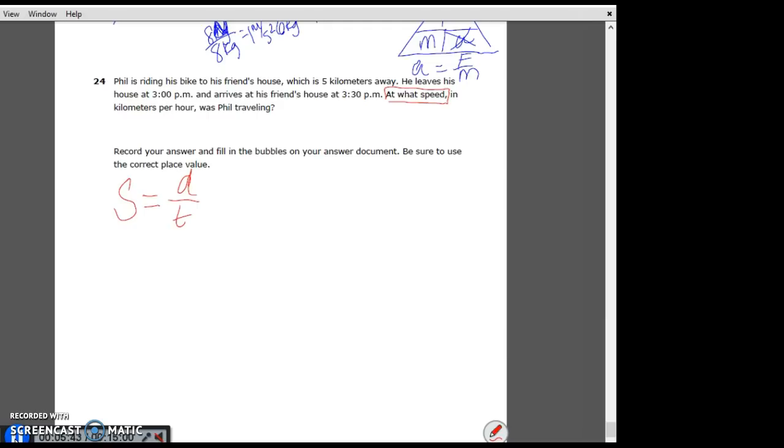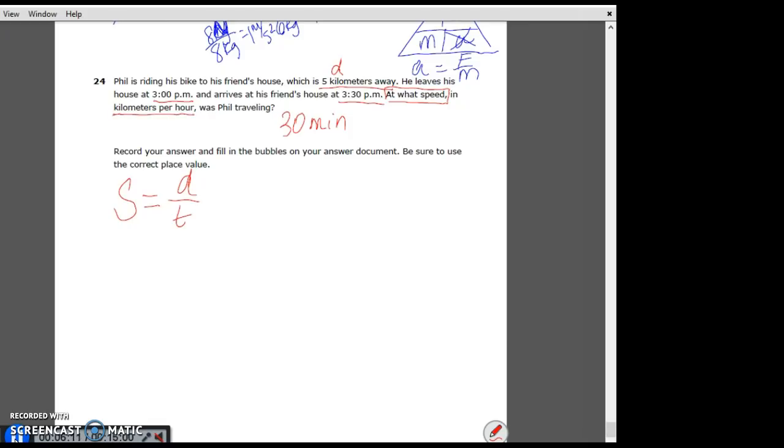Phil is riding his bike to his friend's house, which is 5 kilometers away. 5 kilometers is a distance. He leaves his house at 3 and he arrives at 3:30. Well, those are 2 different times, but the total time elapsed is 30 minutes. We know that to get from 3 o'clock to 3:30, it takes 30 minutes. But we need to pay attention to units because the question asks us to answer in kilometers per hour.